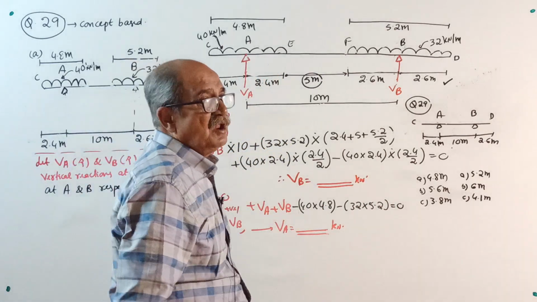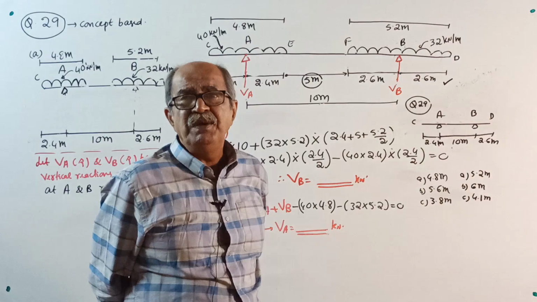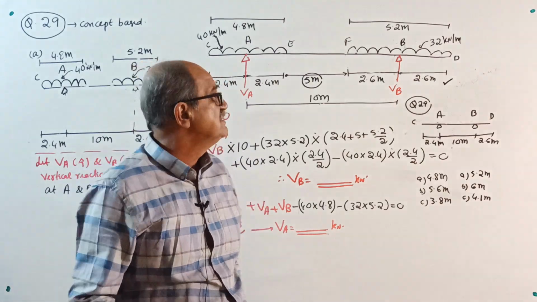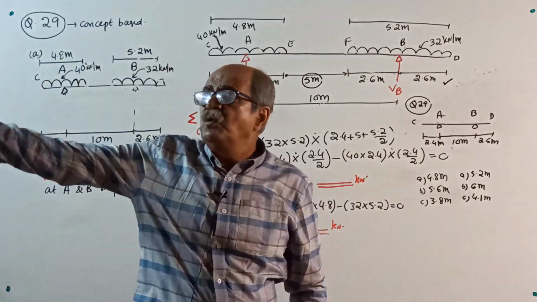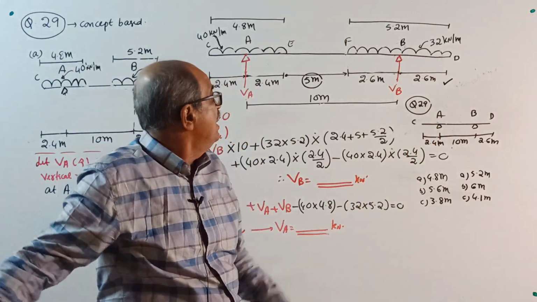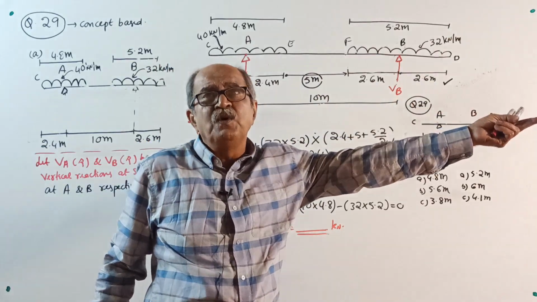Now I will tell question A. For question 29, A, B or C, for all the 3 questions, simply supported span of 10 meter, left overhang of 2.4 meter, right overhang of 2.6 meter.